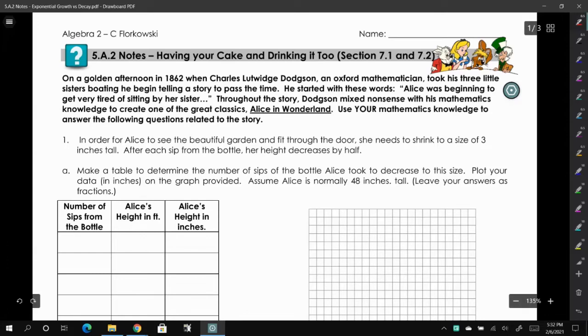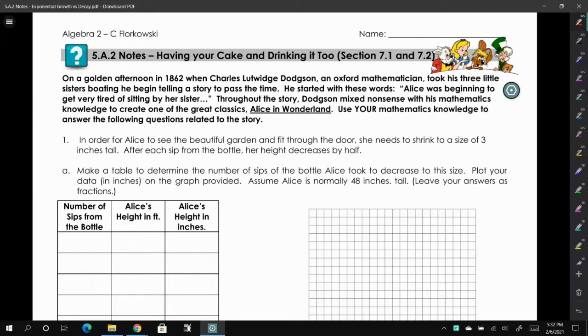Today we're going to be talking about exponential growth and exponential decay and what those equations look like, what the graph looks like, and what the table looks like for each one of those. So we're going to study this in the context of the great classic Alice in Wonderland.